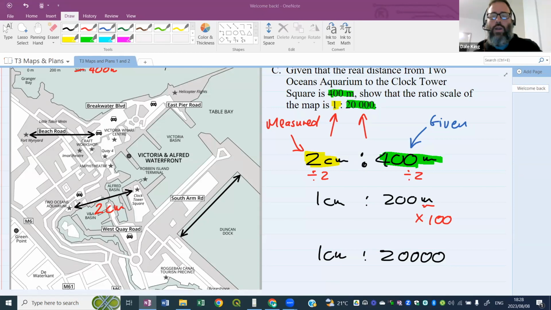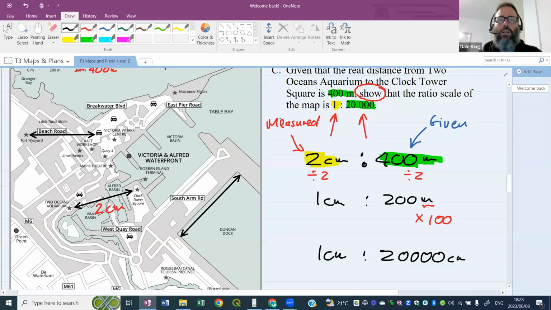All right. So we should get 20,000. 1 centimeter is equal to 20,000 centimeters. So we're confirming the question's ratio scale because they say show that. Look at this question here. They say show that the ratio is 1 is to 20,000. All right, and we've showed. We've got that exact ratio scale there.